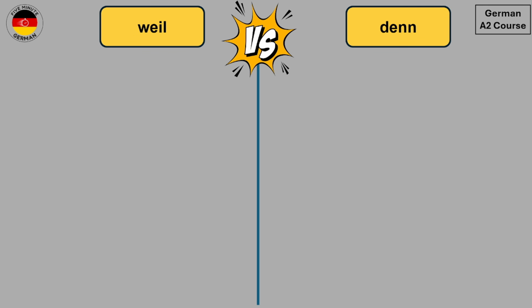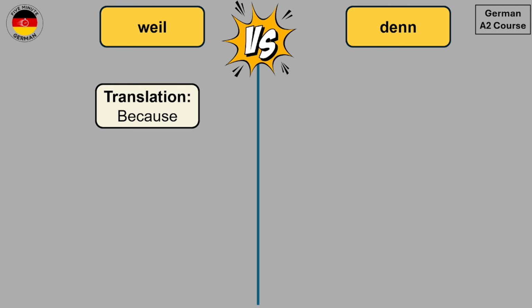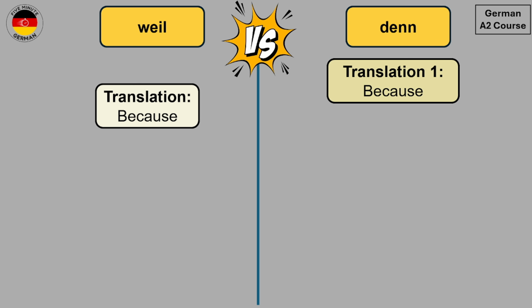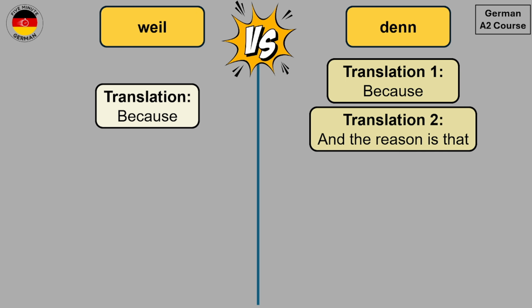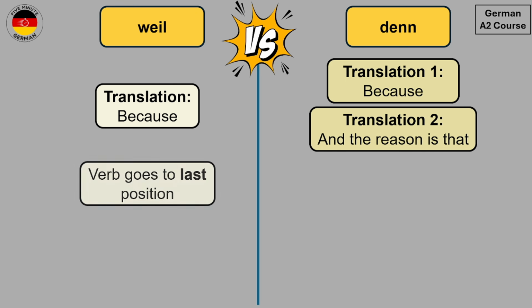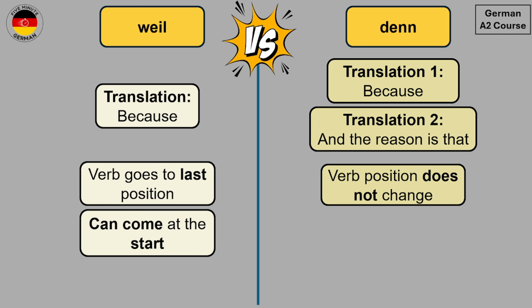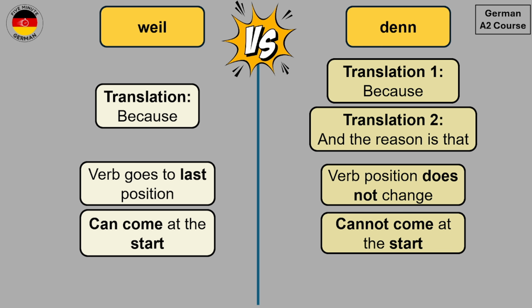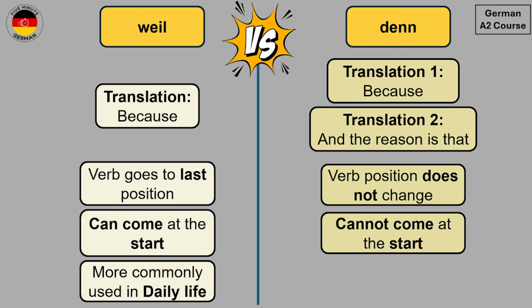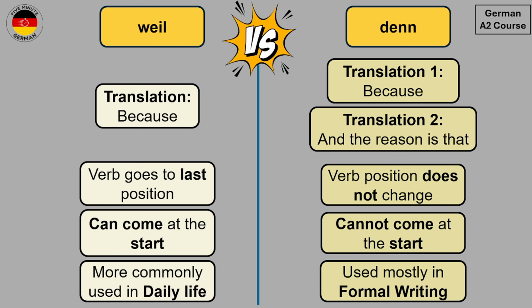So now let's do a side-by-side comparison between weil and denn. So weil can be translated as because, and denn can be translated as because, or there's another translation which is "and the reason is that". In case of weil, the verb goes to the last position, whereas in case of denn, the verb position does not change, so it remains at the second position. A sentence with weil can come at the start, whereas a sentence with denn cannot come at the start. And weil is more commonly used in daily life, whereas denn is used mostly in formal writing. So this is the difference between the two.